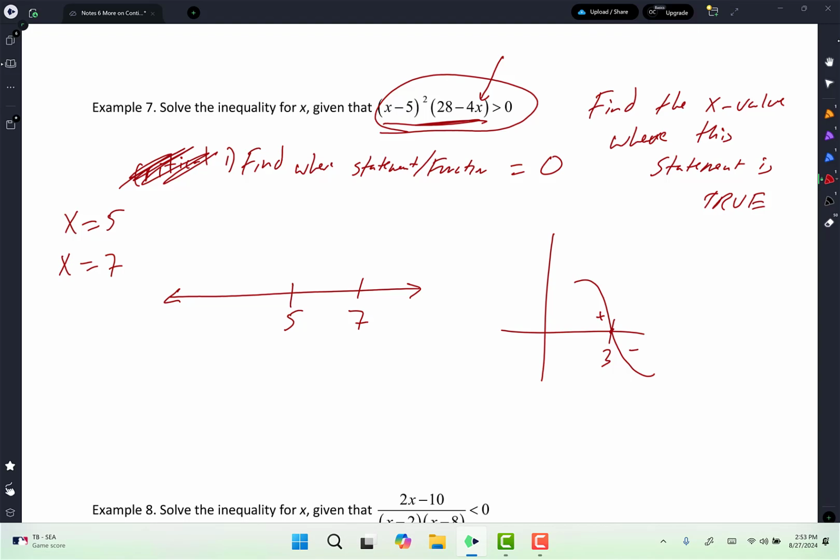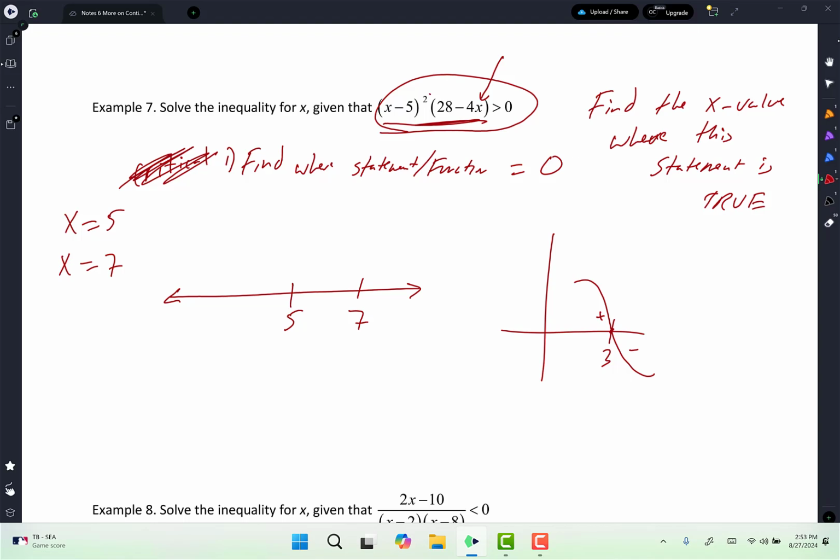Okay, all I'm going to do is choose values. I do not care about the number. All I care about is whether it's positive or negative, and I'm going to plug it in here. I don't care about that x minus 5 squared because that's always positive. So all I'm going to do is pick numbers, plug them in, and see if it's positive or negative.